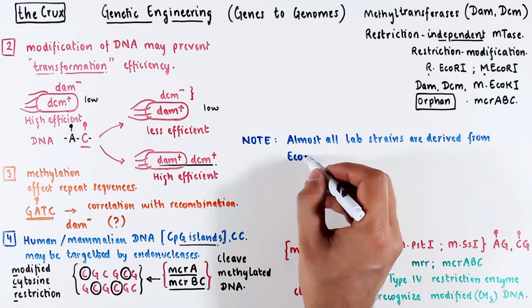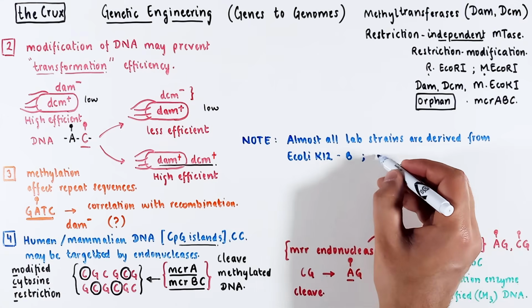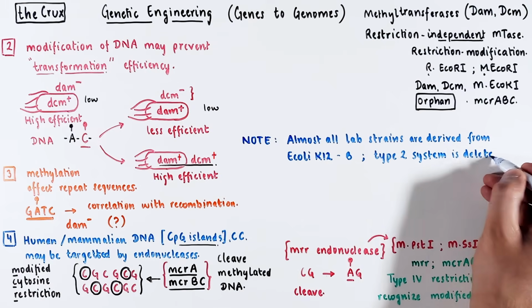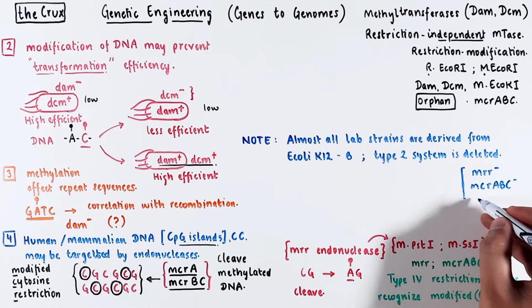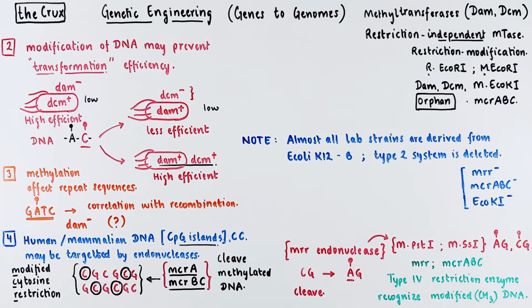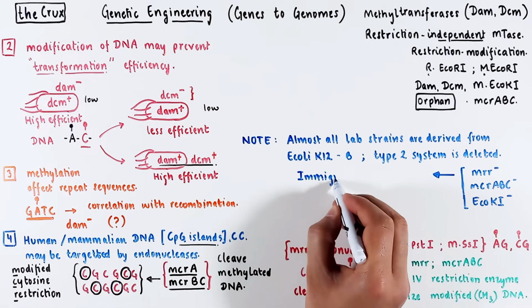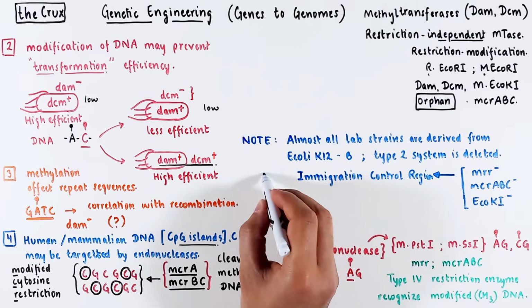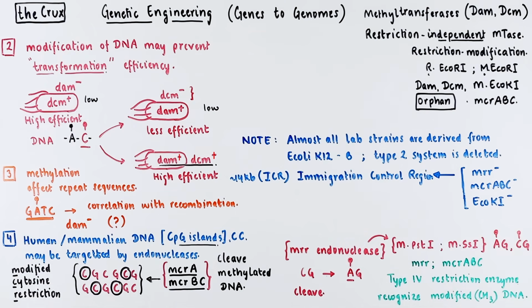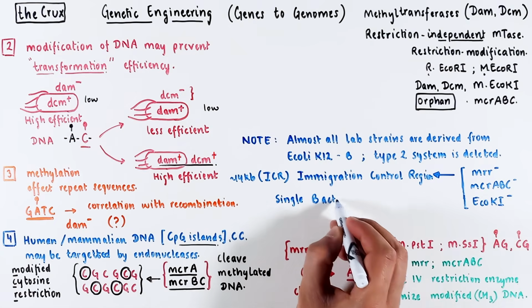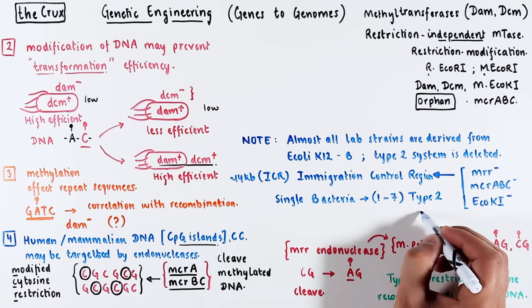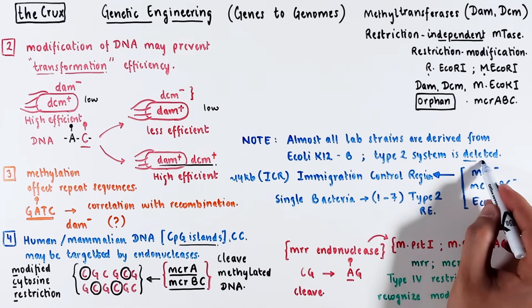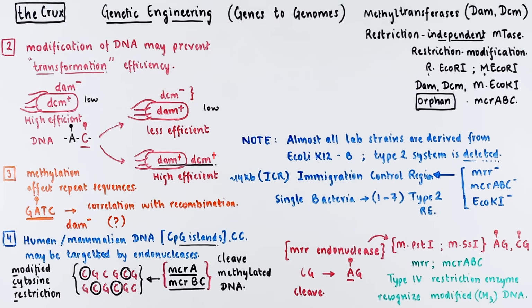Most of the lab strains that are used for genetic engineering are derived from E. coli K12 and B strains, and their type 2 systems are deleted. In addition, the Mcr and Mrr system and the pesky little type 1 system is also removed. Conveniently, the Mcr and the Mrr are located in a compact region called immigration control region of about 14 kb. For type 2 restriction enzymes, if you try to make a new lab strain bacteria, keep in mind that a bacteria can have anywhere from 1 to 7 type 2 enzymes that may not be clustered together. So deleting each of them will be a pain.